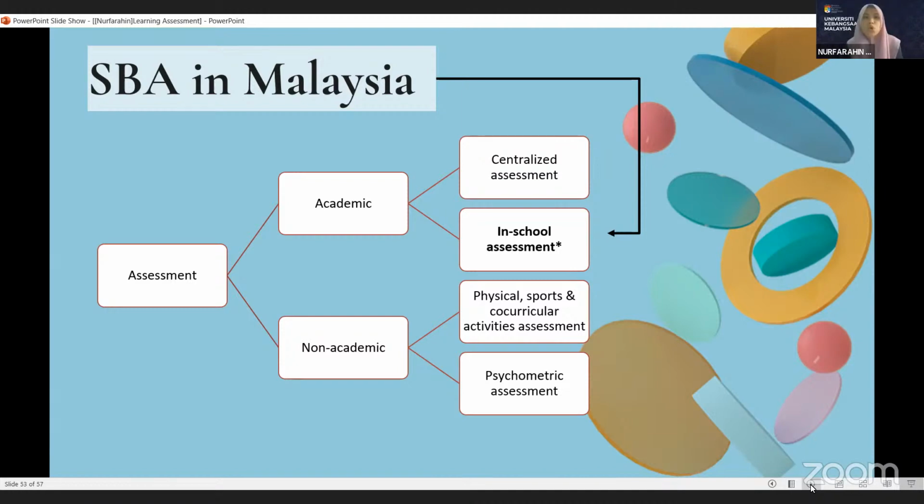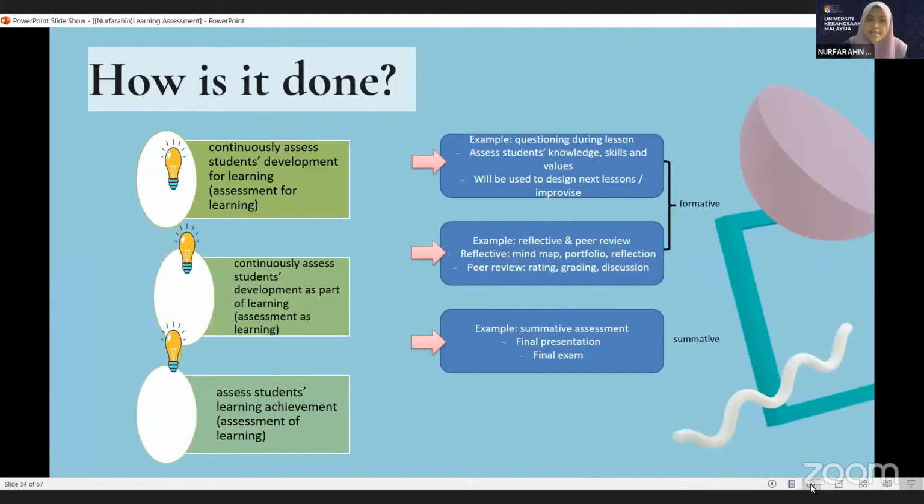And to complement that, to complement the assessment of learning, we have in-school assessment. In school-based assessment, for non-academic, we cover physical, sports, curriculum, and also psychometric assessment. So this is how SBA is done in a Malaysian school.